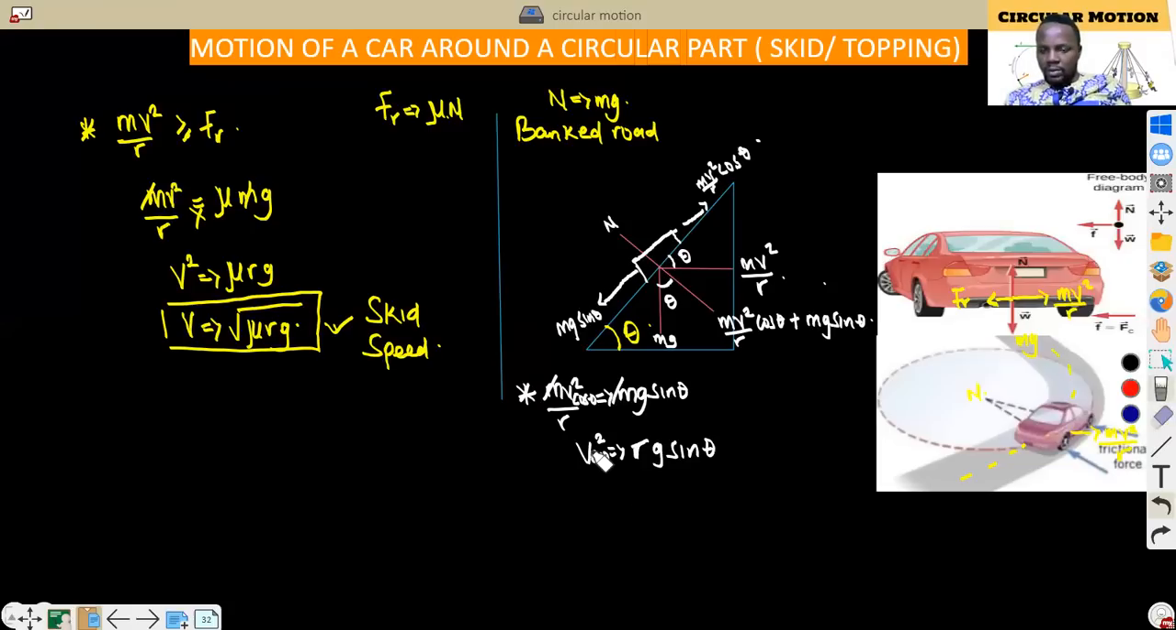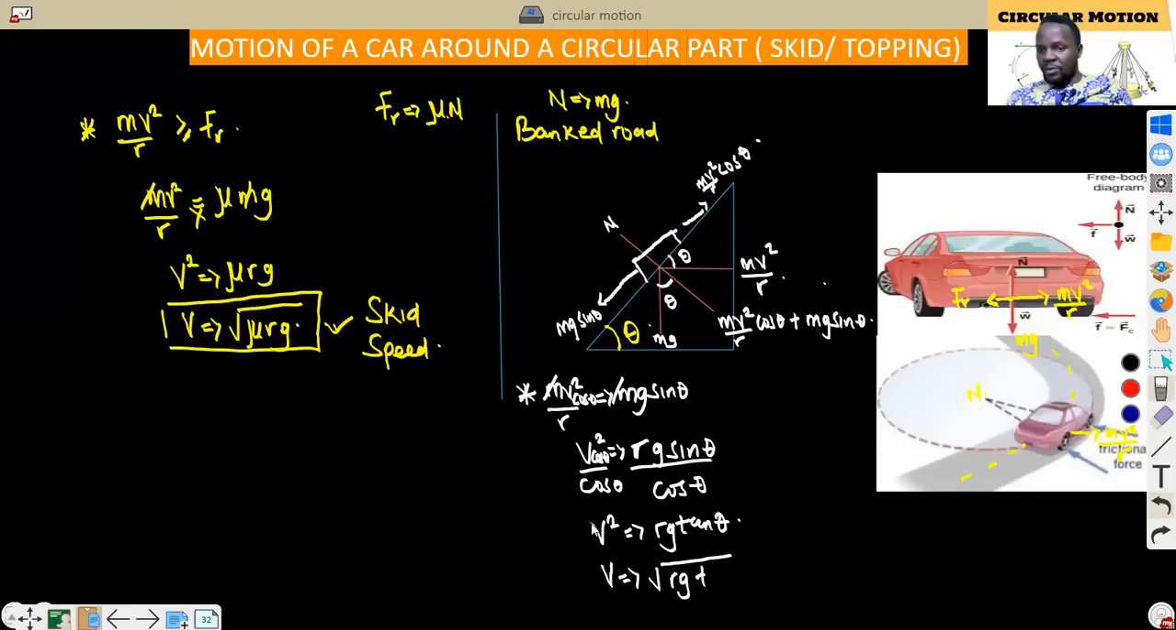So what we do here is that we divide both sides by cos theta. We've done that before. Sine theta over cos theta is what? Tan theta. So we have v squared equals rg tan theta. The only difference here is because I know the formula, that's why I'm forgetting. So v is now equal to the square root of rg tan theta.